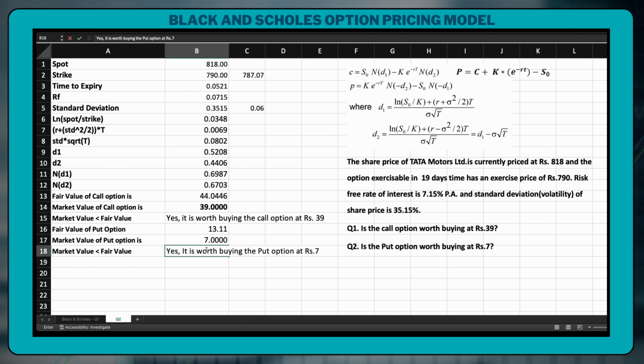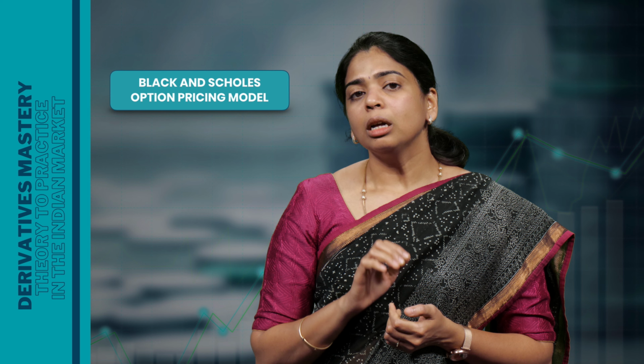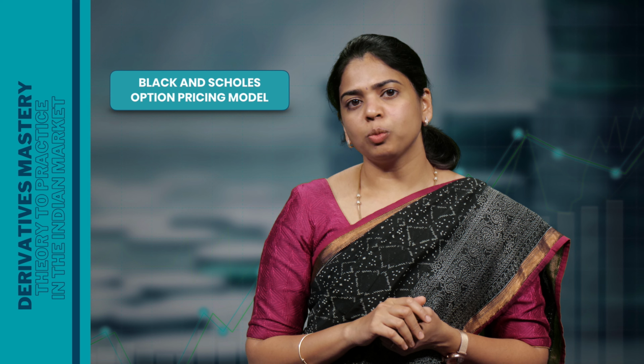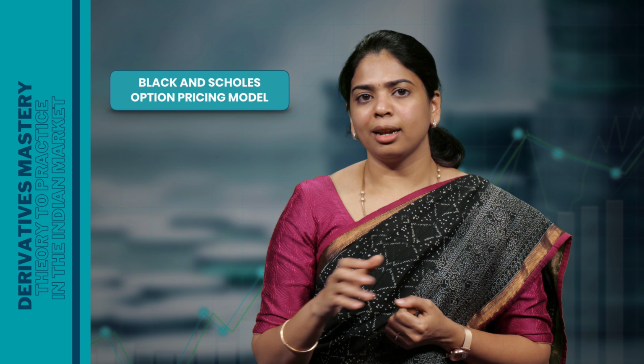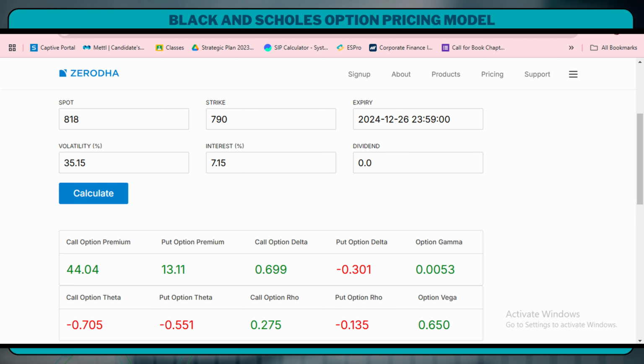Now, do you observe that for the same strike price, the call premium is more than the put premium? Can you guess why? This is because 790 is an ITM strike for the call option, but it is an OTM strike for the put option. I hope this is clear. Now let us also verify our computations with the Black and Scholes calculator. Wow, our values are exactly matching. So our computations are absolutely right.